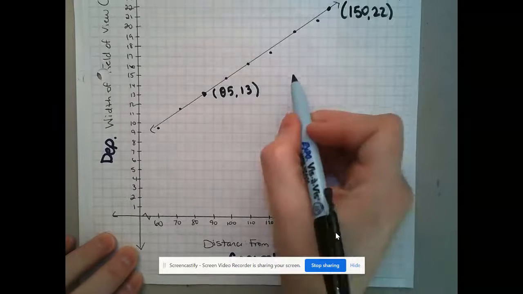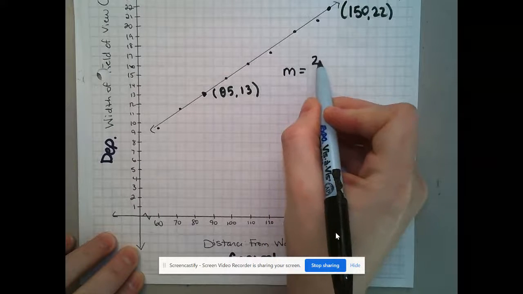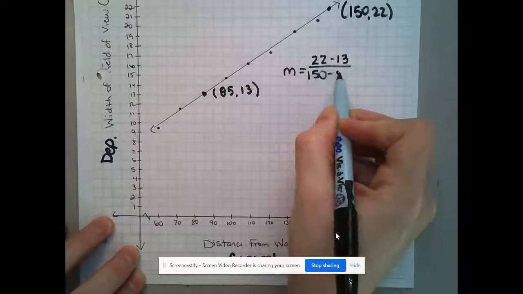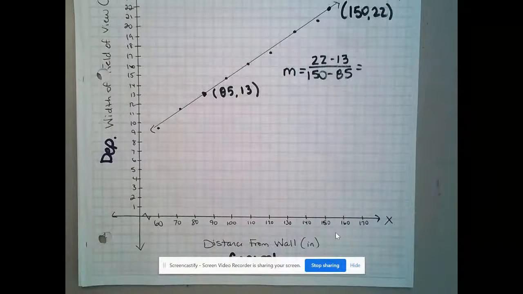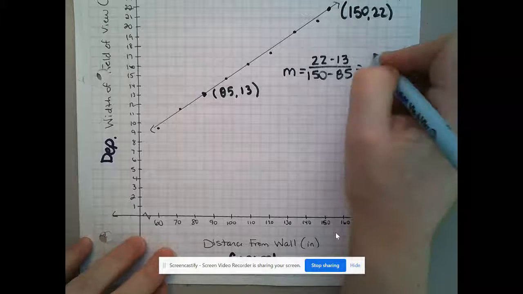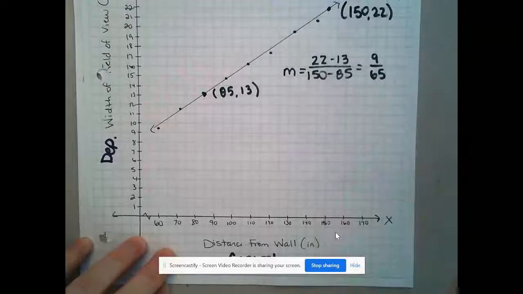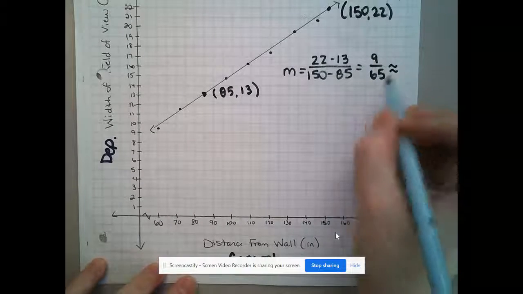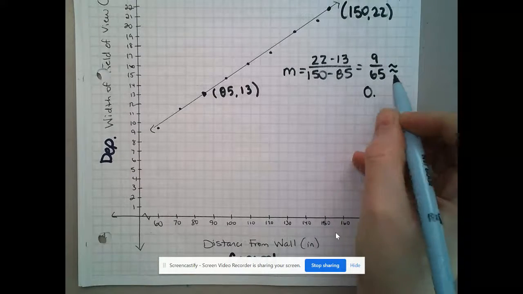So now, in order to find my equation for the line of best fit, I need to start with the slope. So I'm going to do y2 minus y1 over x2 minus x1. Now, my fitted line could be steeper or less steep than yours. 22 minus 13 is 9, and 150 minus 85 is 65. So I'm going to have 9/65, and I am not going to want to work with that. That's not very friendly.